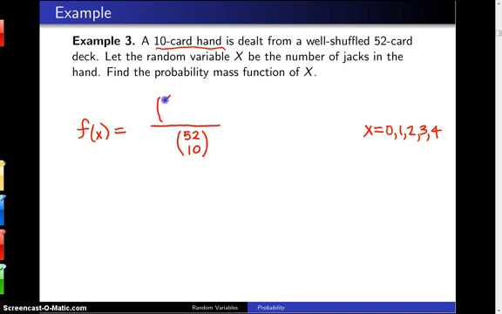So up top we say, out of the 4 jacks that are in the deck of cards, choose x of them for the hand, and that needs to be multiplied by, out of the 48 non-jacks that are out there, 10 minus x is the number that you want to choose. And again, order is not important. Notice that the 4 and the 48 add to 52, and the x and the 10 minus x add to 10. And you see that pattern emerging often in problems of this type.